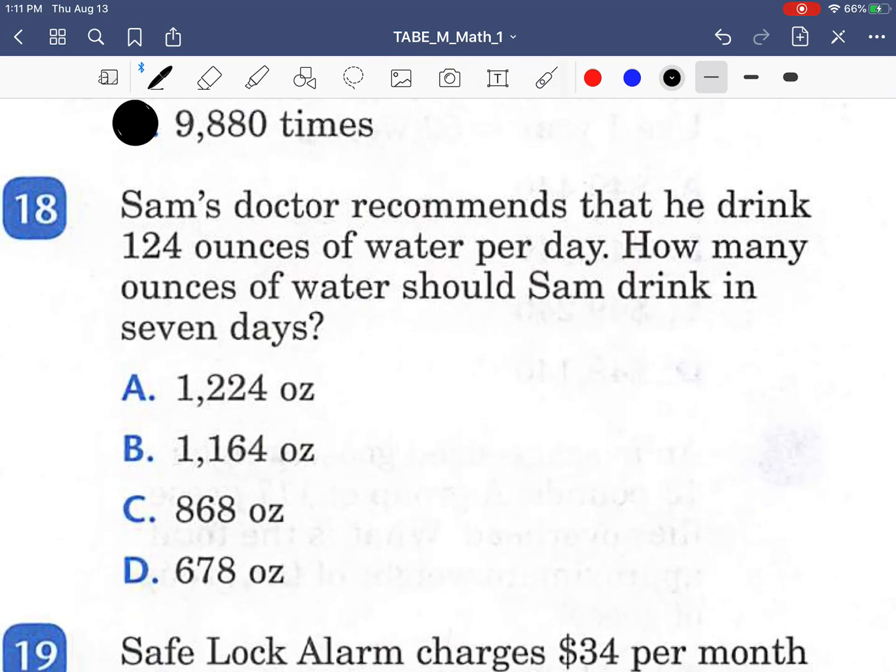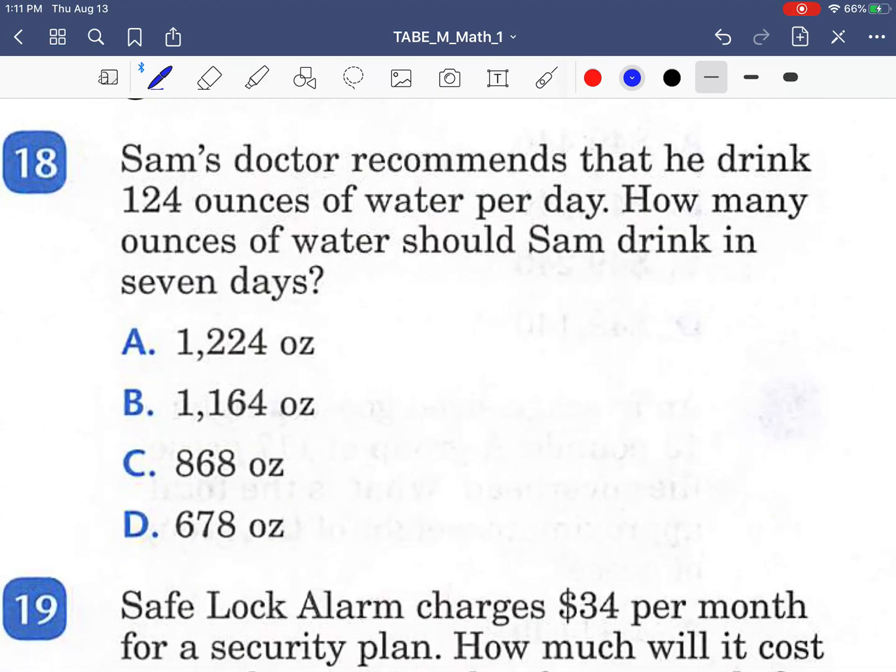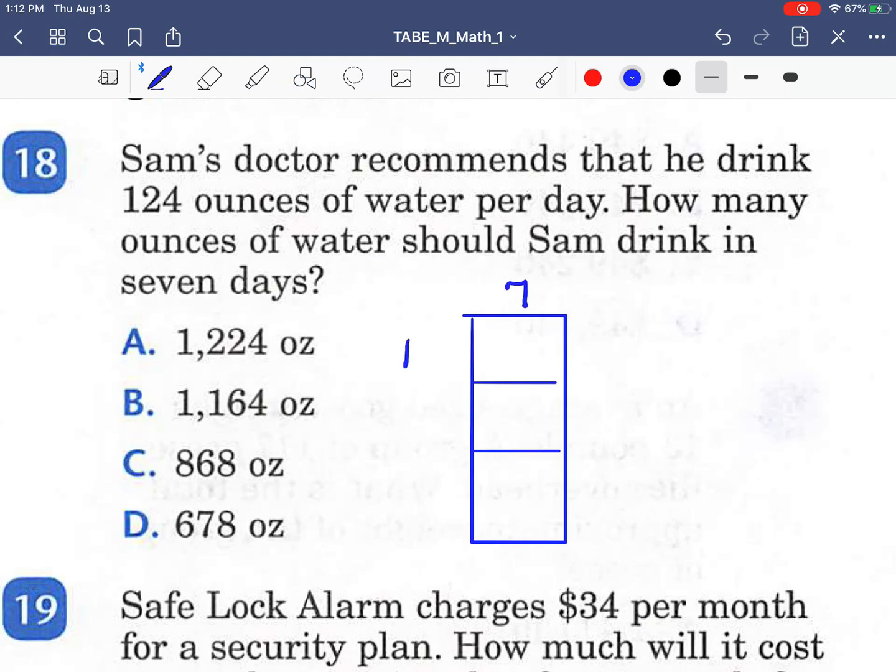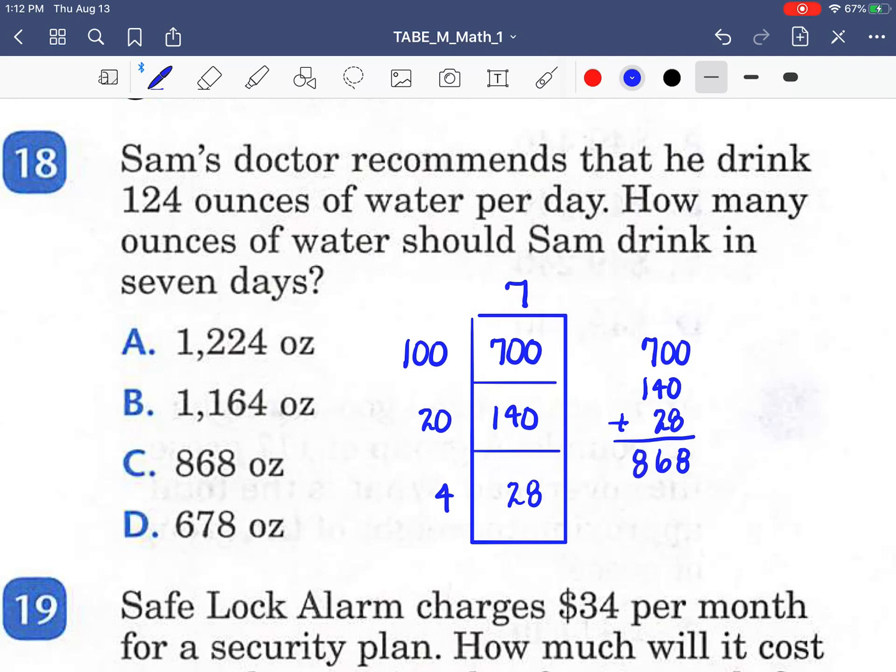Sam's doctor recommends that he drink 124 ounces of water per day. How many ounces of water should Sam drink in 7 days? And we're on the area model for this one. So we have a 7 by 124. Let me clean up my model just a little bit. So we have 700, 140, and 28. And we need to add those partial products. So I think number 18 should be C.